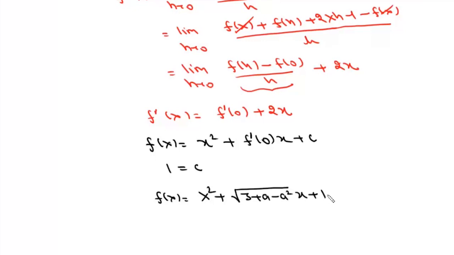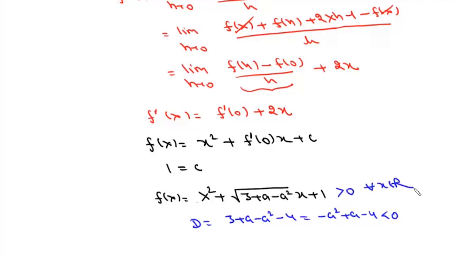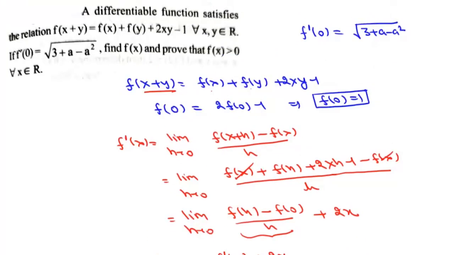Now we need to show that this function is positive for all x belongs to R. Basically it's a quadratic. If we write its discriminant, it will be b², which is (3 + a - a²)², minus 4ac, so there will be minus 4. Now we can write this as -a² + a - 4, and this is always negative. And when D is less than 0 and the coefficient of x² is positive, that means f(x) is greater than 0 for all x belongs to R. And this is what we need to prove in this question.